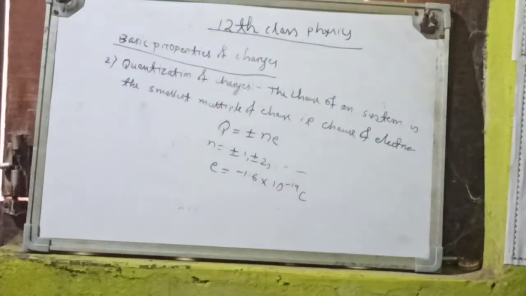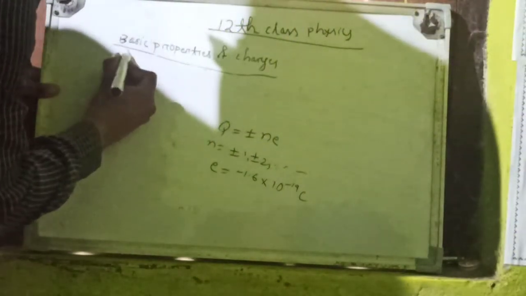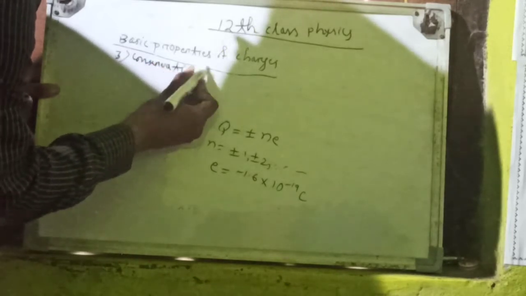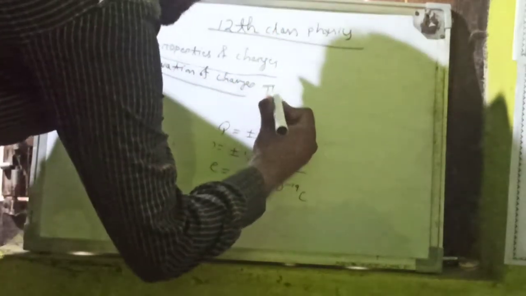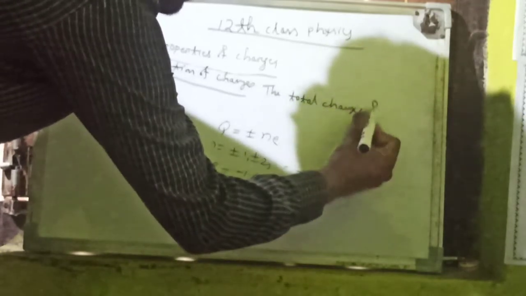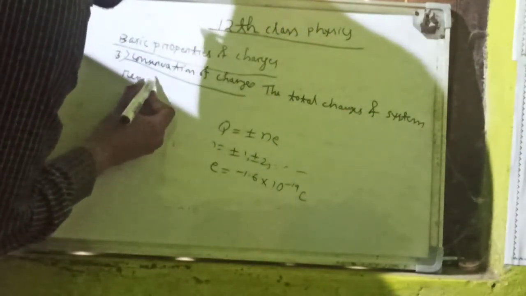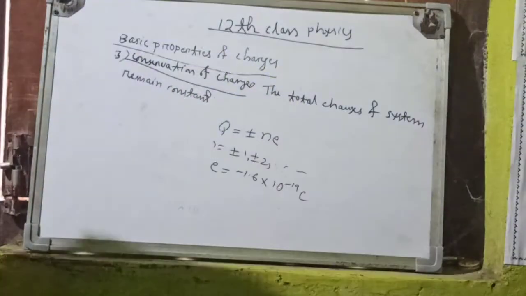The third property is conservation of charges. Conservation of charges tells that the total charge of the system remains conserved, that is, the total charge of a system remains constant. So I will give an example, you will understand it.